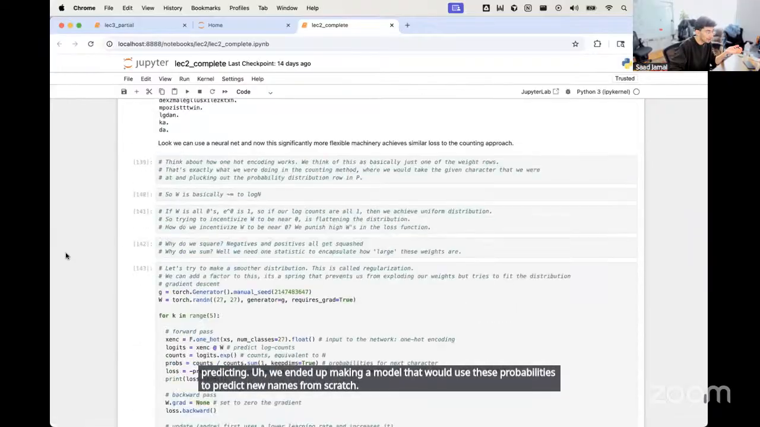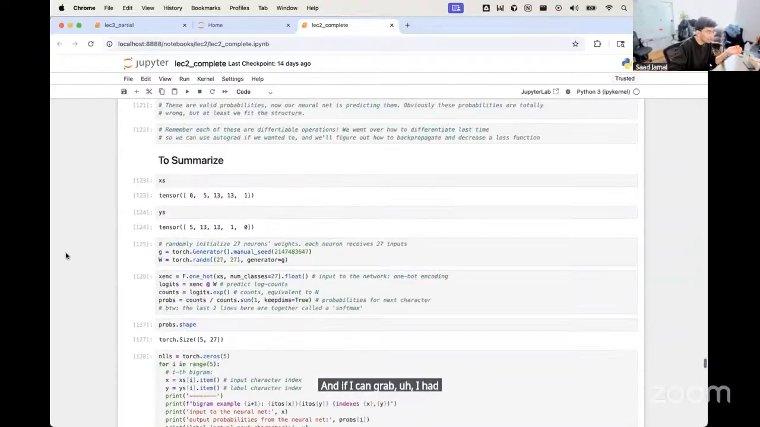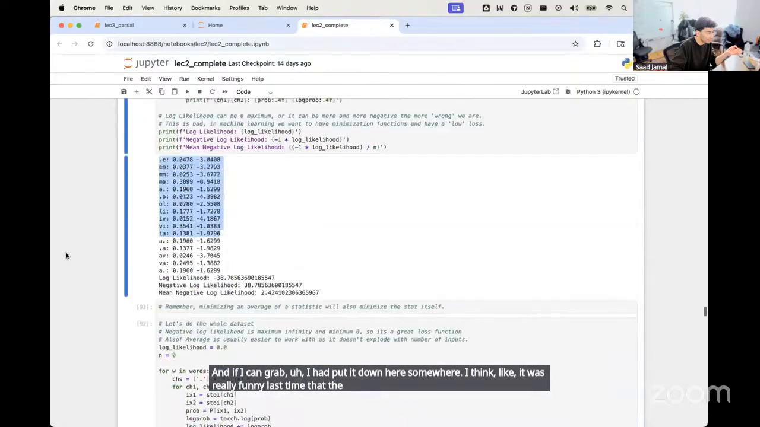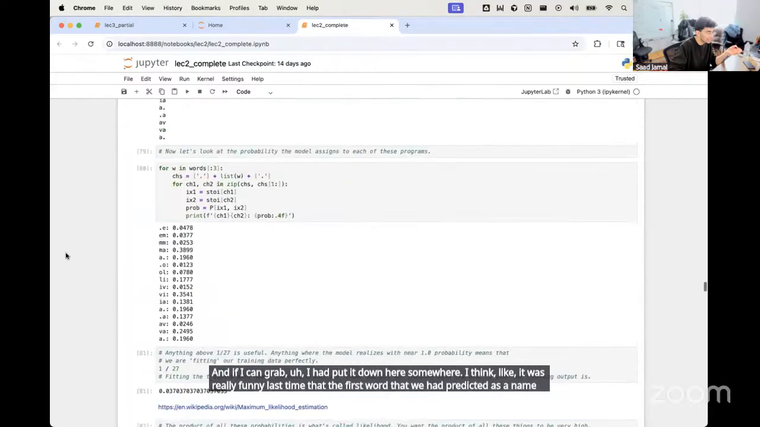And if I can grab it, I had put it down here somewhere. I think it was really funny last time that the first word we predicted as a name was "sexy," if you guys remember that.